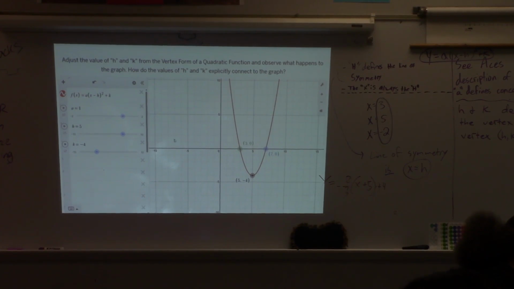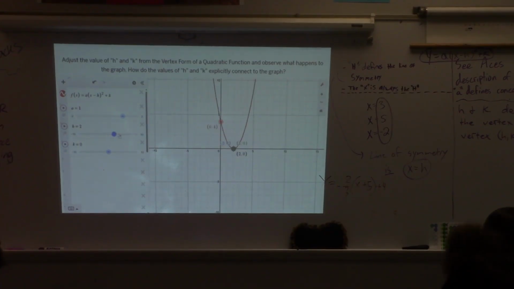Remember, x-intercepts are only where we intersect the x-axis. The H is the x value of my vertex. The K is the y value of the vertex. Remember, H and K are the transformations we've already seen. There's my parent function. If H is 4, it was translated to the right 4. If K is 2, then it was translated up 2. There's my vertex, 4, 2. H and K are defining the vertex.